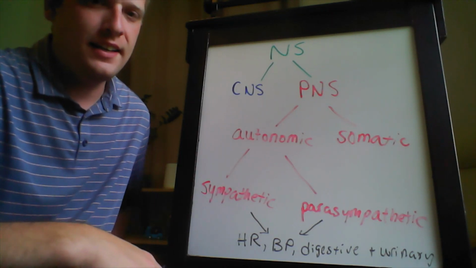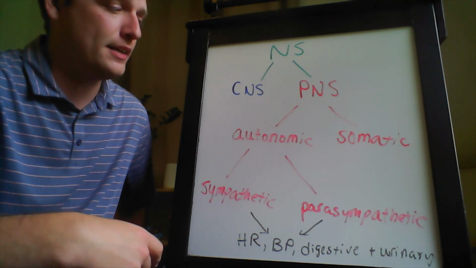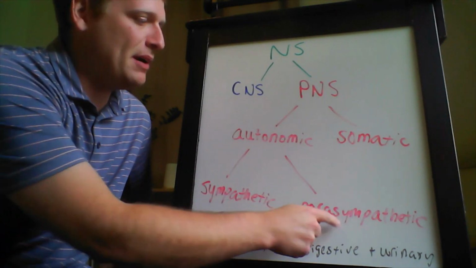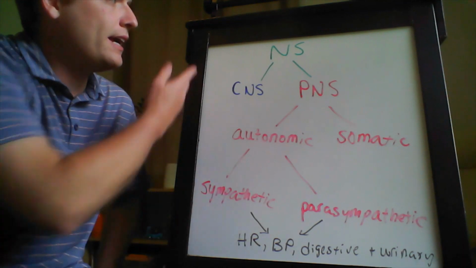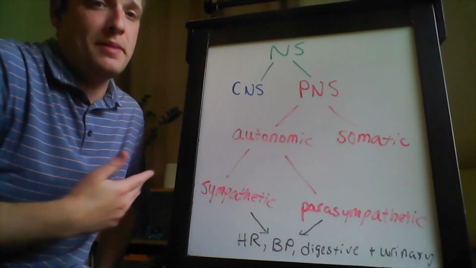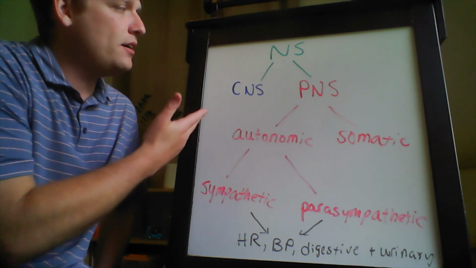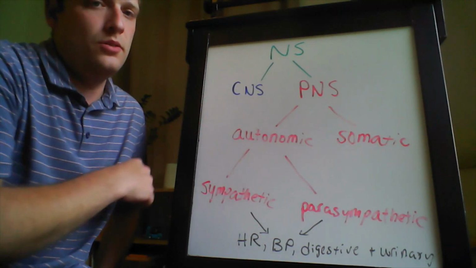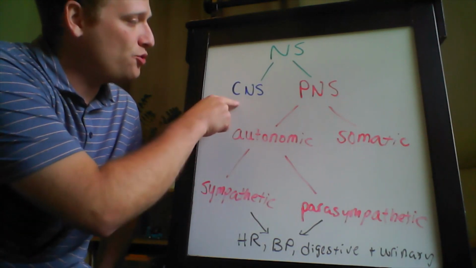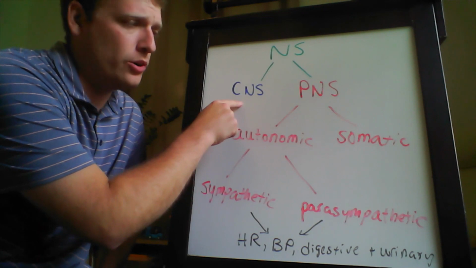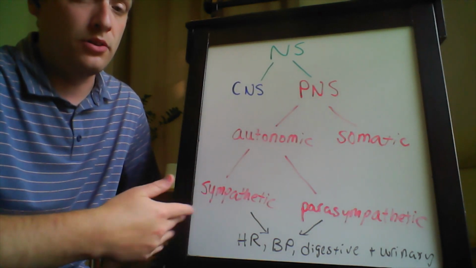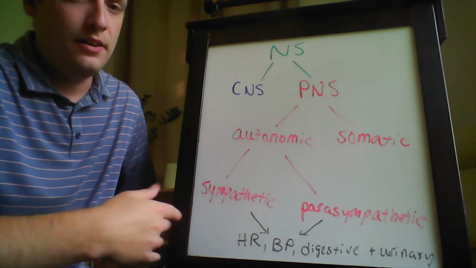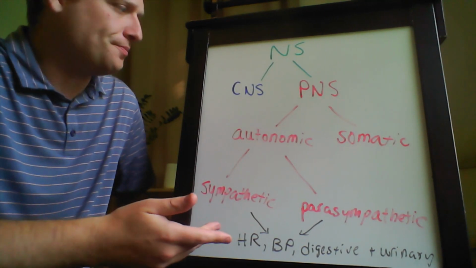Hey everybody, today we're going to be discussing the sympathetic and parasympathetic nervous system. So starting out looking at the nervous system as a whole, we break it down into its structural units: the central nervous system, the brain and the spinal cord, and then the peripheral nervous system, consisting of those peripheral nerves that extend out from the brain or the spinal cord.